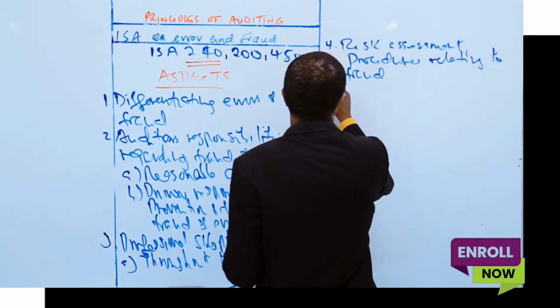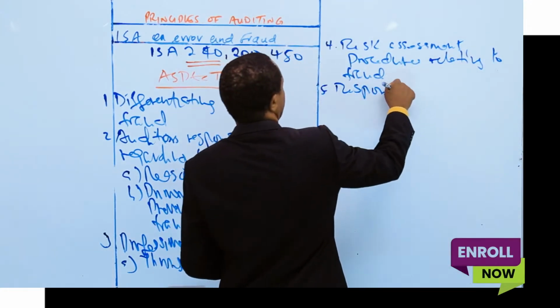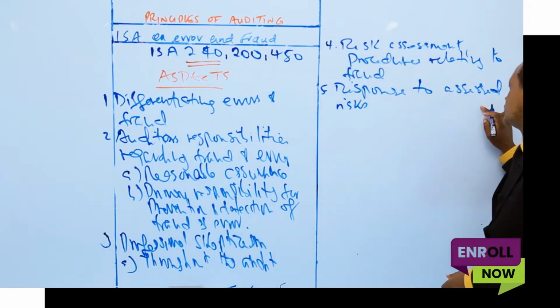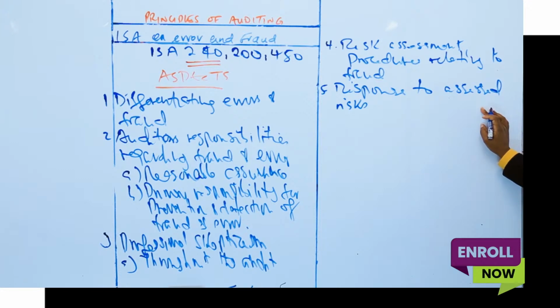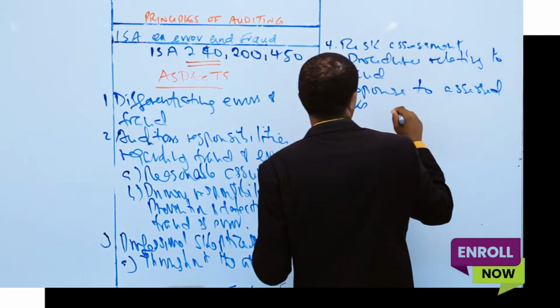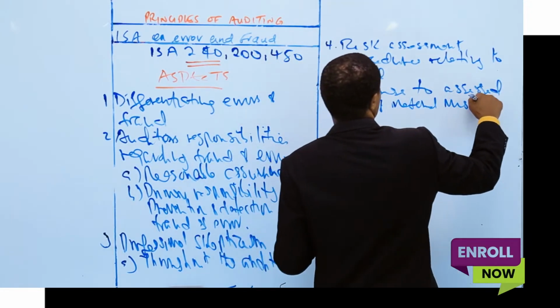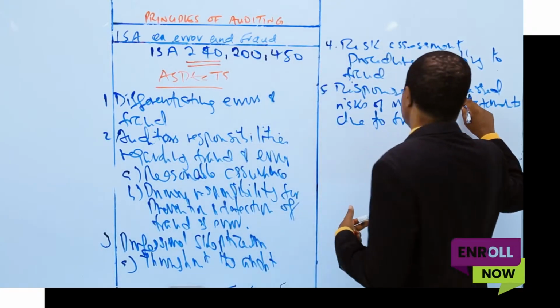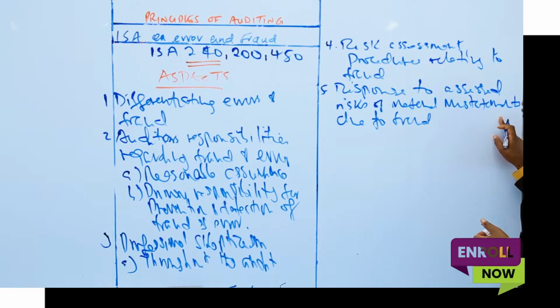Five, risks. Response to assessed risks. And these are risks of material misstatements due to fraud. Responses to assessed risks of material misstatements due to fraud.